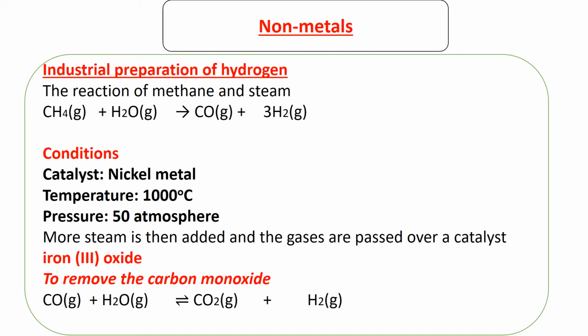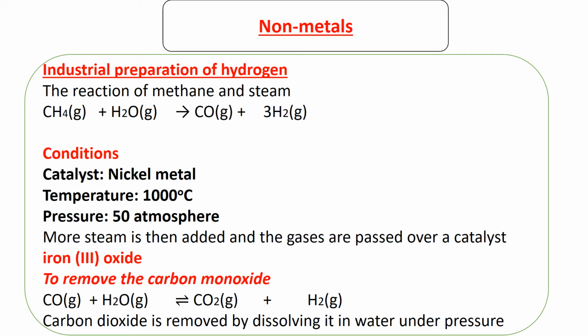The carbon monoxide is going to react with water, the water which comes from the more steam that has been added. With the help of the iron 3 oxide catalyst, carbon dioxide is going to be formed and more hydrogen is going to be formed. So now we have carbon dioxide and hydrogen. Then carbon dioxide is easy to eliminate. How do you eliminate it? You just dissolve it in water under pressure. Then you have your hydrogen.